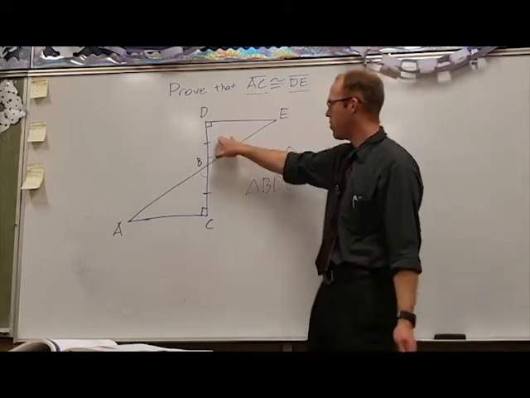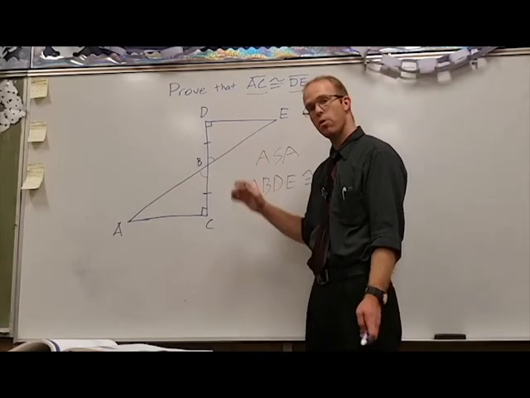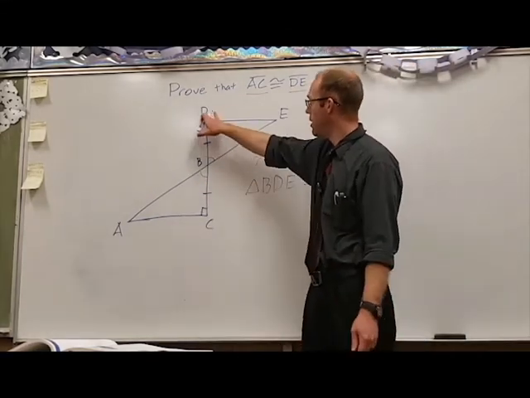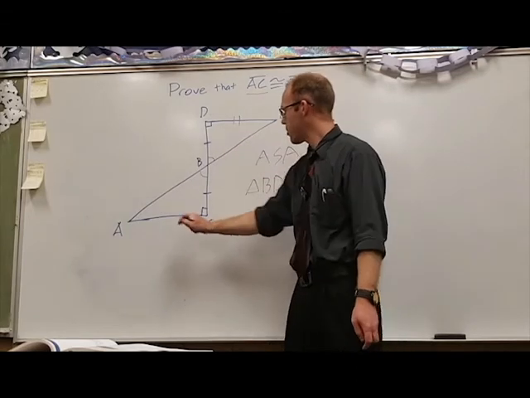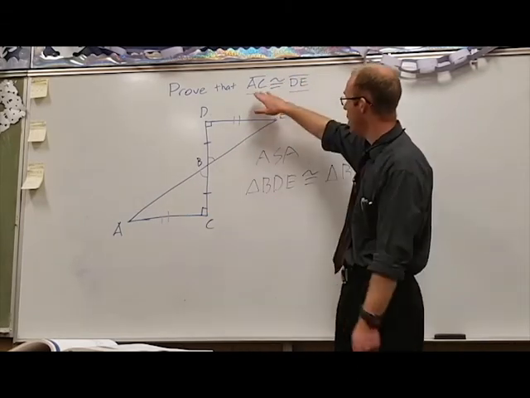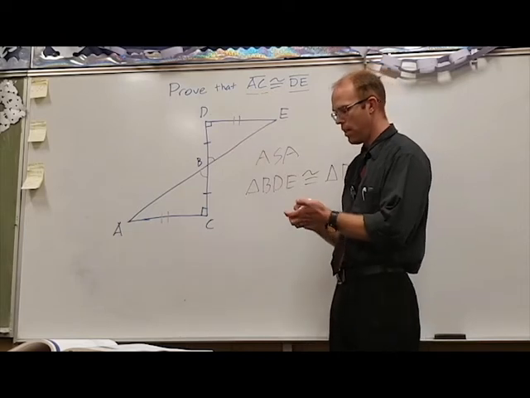All right, since these two triangles are congruent, every part has a corresponding congruent part, and DE is the part that corresponds with AC. So AC is congruent to DE, and we're finished.